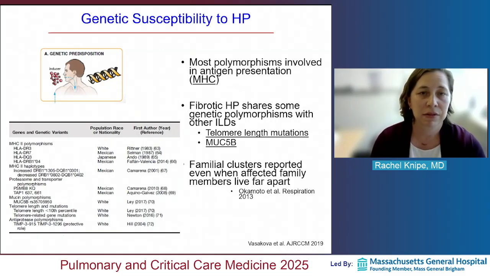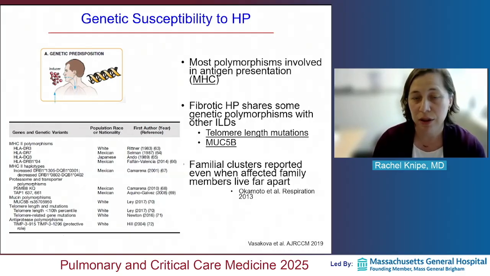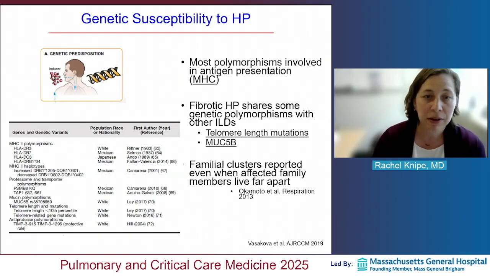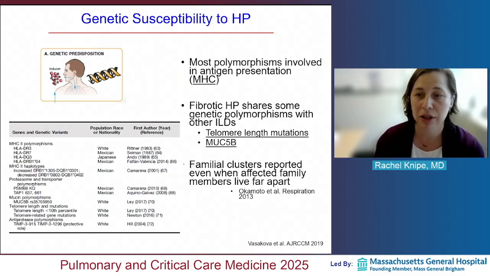There are some genetic studies that have suggested that many polymorphisms are linked to antigen presentation, and the polymorphisms are on the major histocompatibility complex, which is how antigen-presenting cells trigger the immune system, and that may explain why these patients have issues with the development of tolerance to certain antigens. Interestingly, fibrotic HP shares some genetic polymorphisms with other interstitial lung diseases, including IPF, with mutations associated with shortened telomeres and MUC5B.